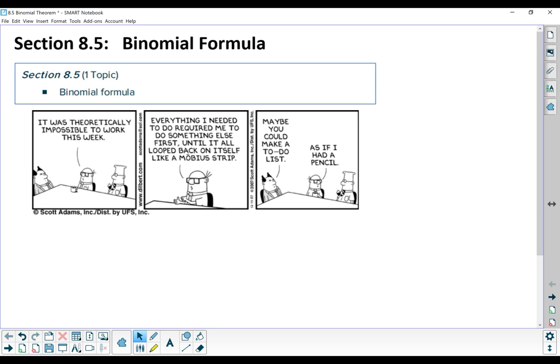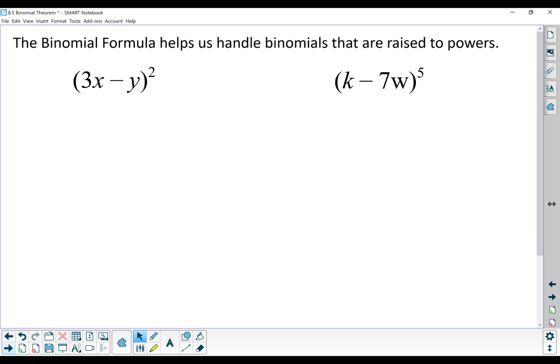There's only one topic here. It does require a little bit of background information, though, so here we go, binomial formula.